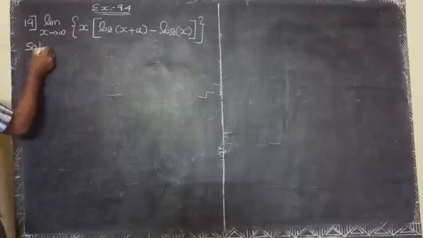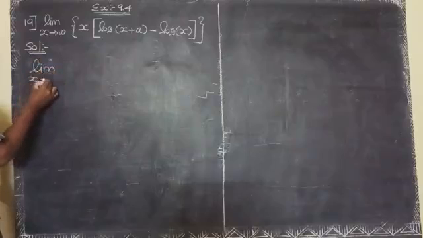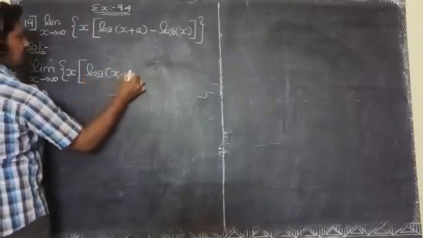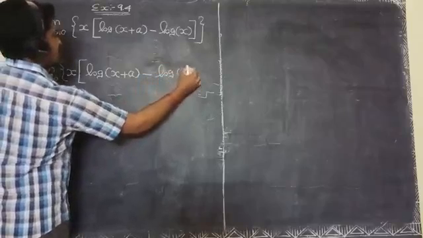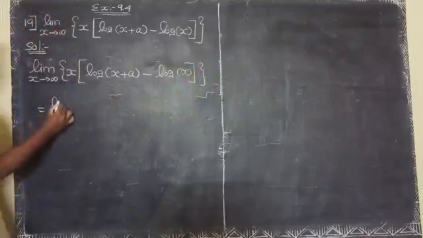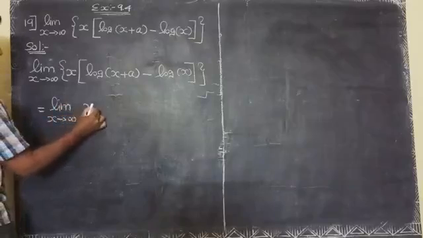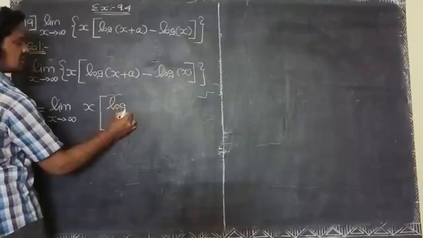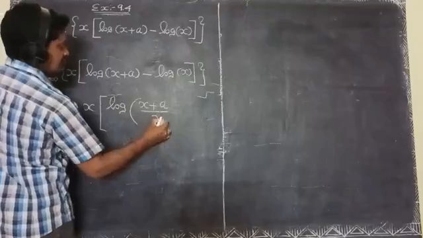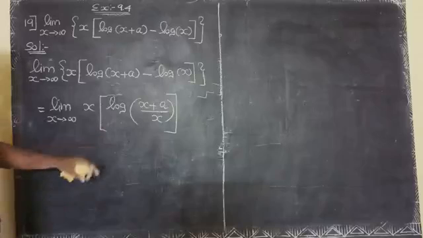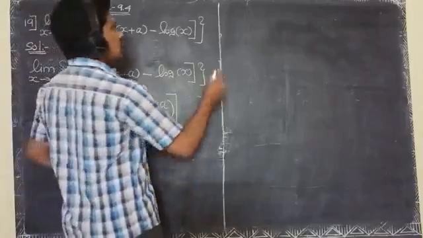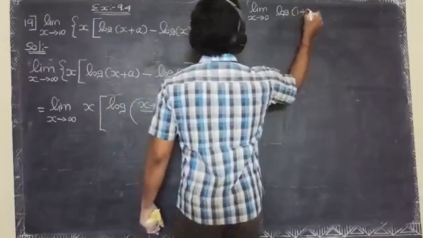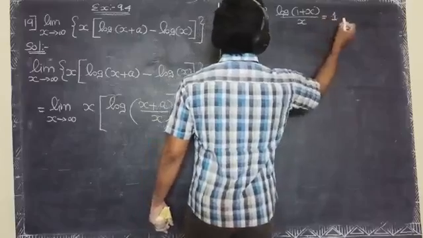So the given function we can rewrite into the structure limit x approaches infinity, x into [log of (x + a) minus log of x], which is equal to limit x approaches infinity, x into [log a minus log b], which can be written as log a by b. Similarly, the same process: log of (x + a) divided by x. Here we know the standard result: limit x approaches 0, log of (1 + x) divided by x, which is equal to 1.